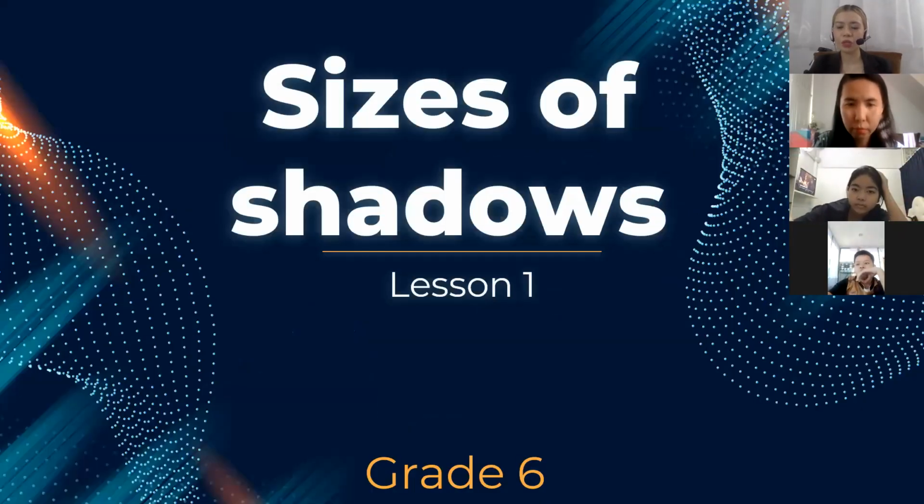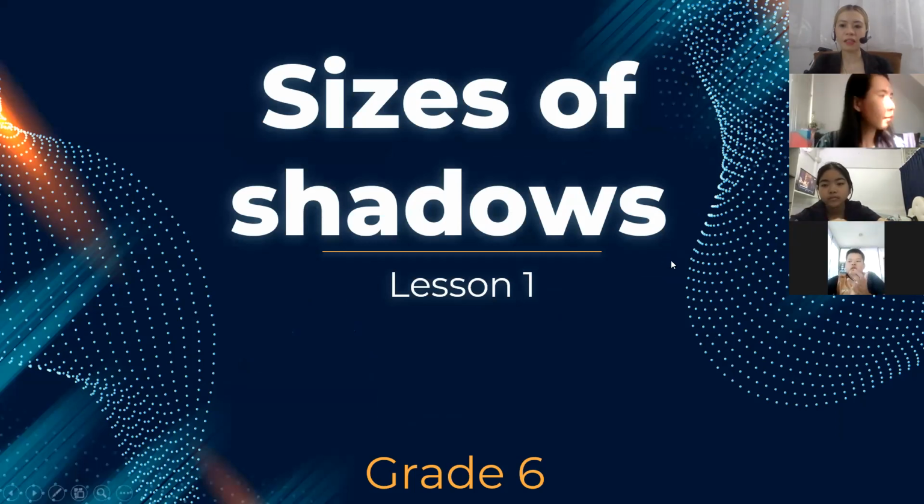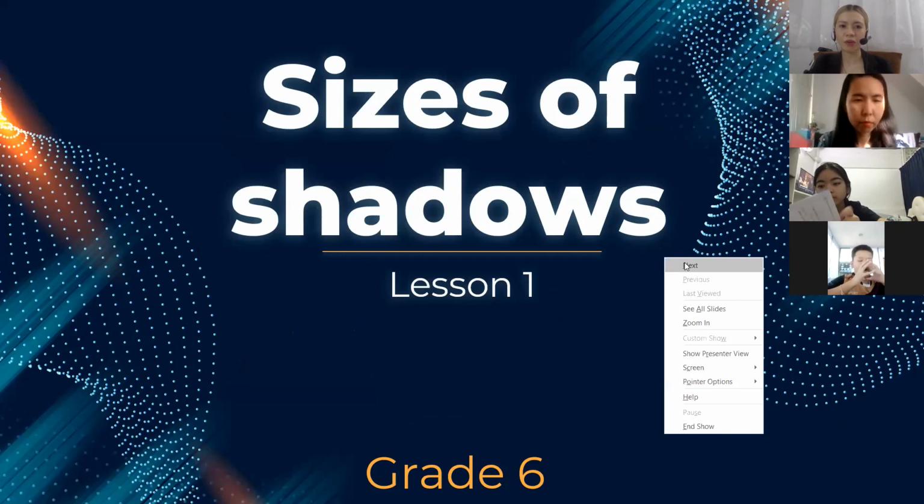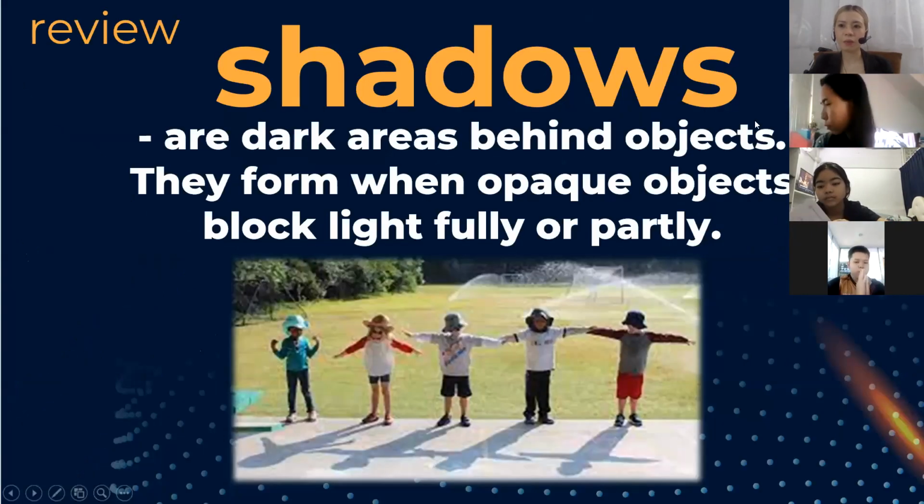Class, good afternoon. So last time we learned about the umbra and penumbra, right? About shadows. So for this afternoon, we're going to continue discussing the sizes of shadows. Okay, so let's have a little recap or review. Last time we learned about shadows and we said that shadows are dark areas behind objects. They form when opaque objects block light fully or partly.